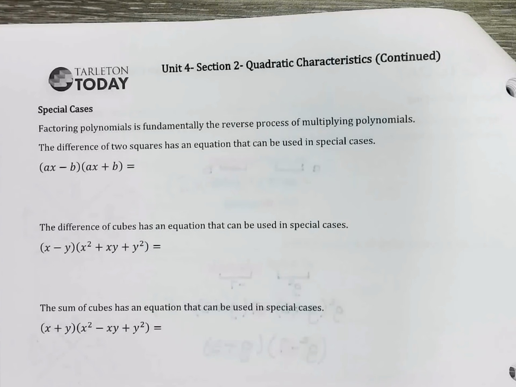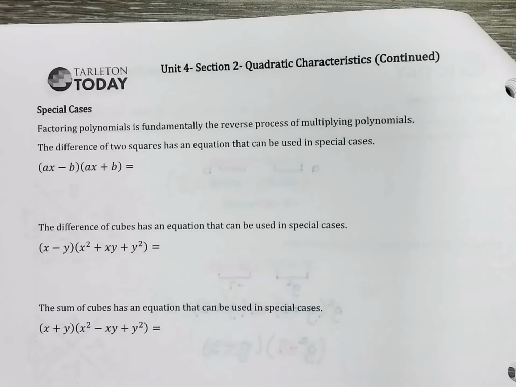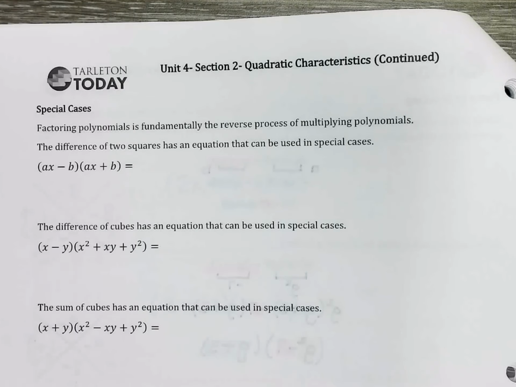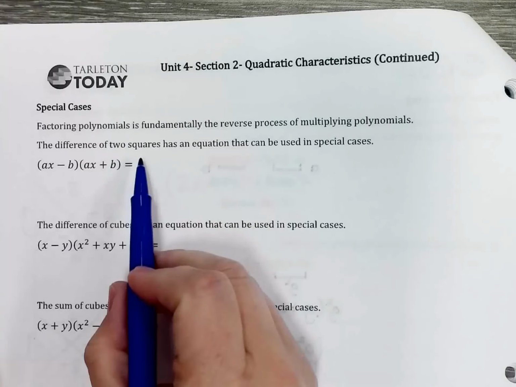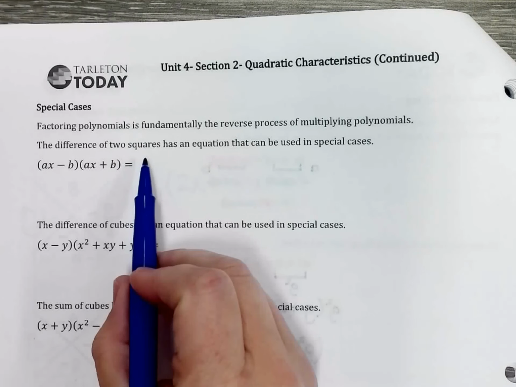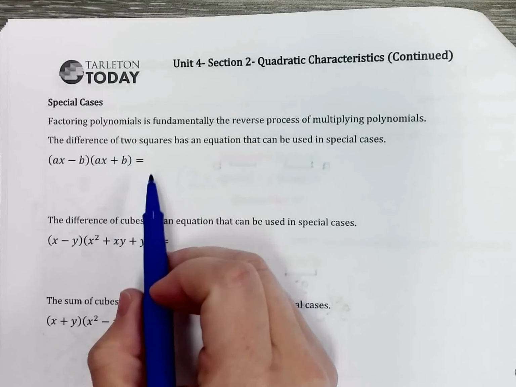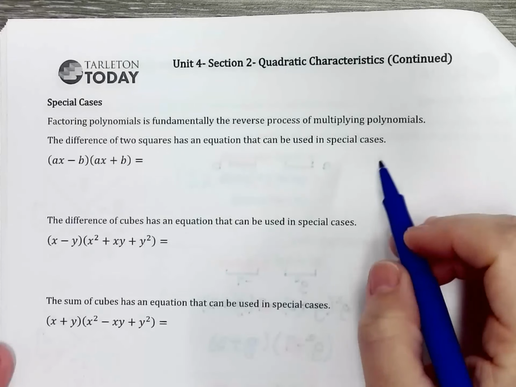This is page 4 of Unit 4, Section 2, and we're talking about quadratics and we're talking about factoring. So on this page, we're talking about special cases. We have this thing called the difference of two squares. That's kind of pretty simple to identify, but if you can't, just bear with me here.